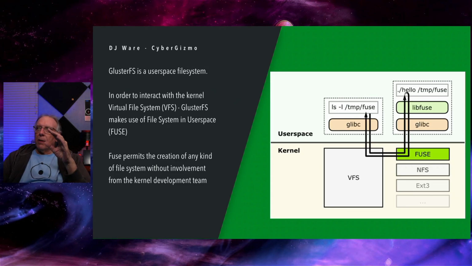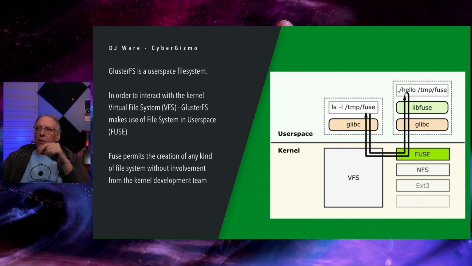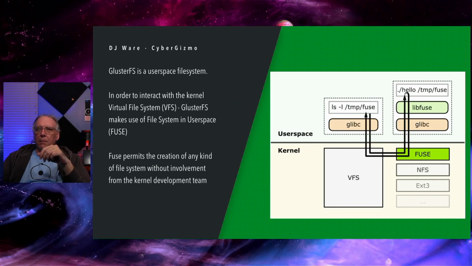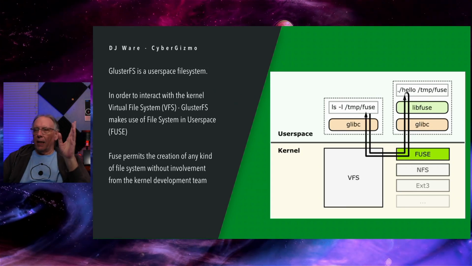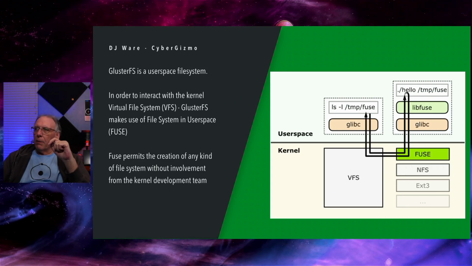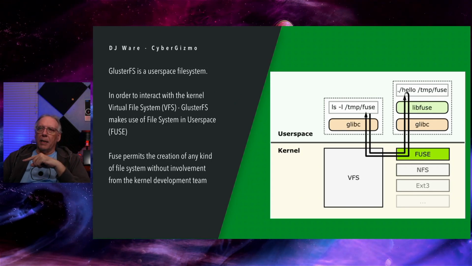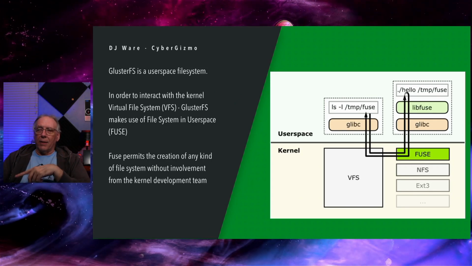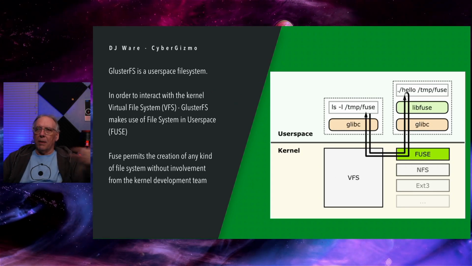So in order to interact with the kernel's virtual file system, GlusterFS makes use of something called the file system in user space, or FUSE. And FUSE permits the creation of any kind of file system without the involvement from the kernel team. So if you want to write your own, you can. And then you can use FUSE in order to tie it into the kernel so that you can use standard file systems in the VFS pool to be mounted in your system.